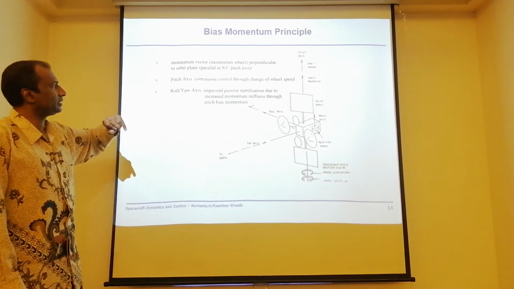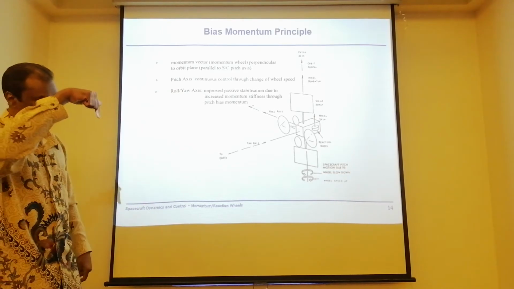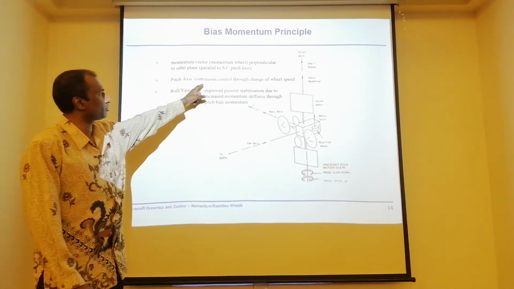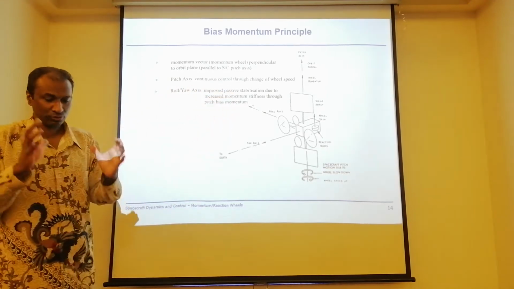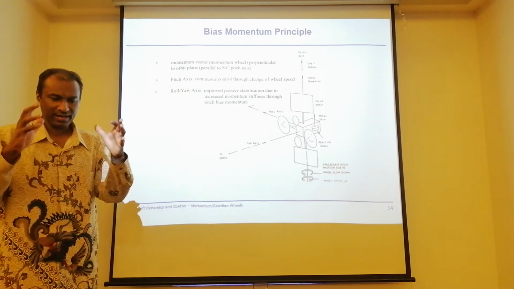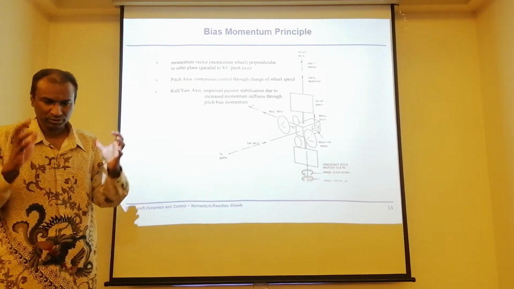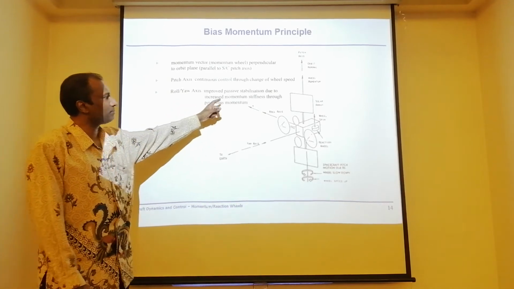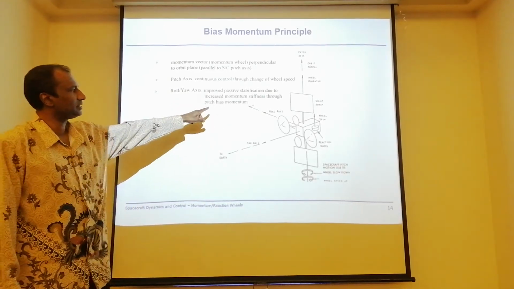The momentum vector is basically perpendicular. That means you know that it is on the pitch axis. You must have the wheel, the momentum wheel. Okay, pitch axis continuous control through the change of speed. So if you have a momentum wheel, you can have the torque and also the bias momentum. Roll and yaw, to improve the passive stabilization, you increase the stiffness.